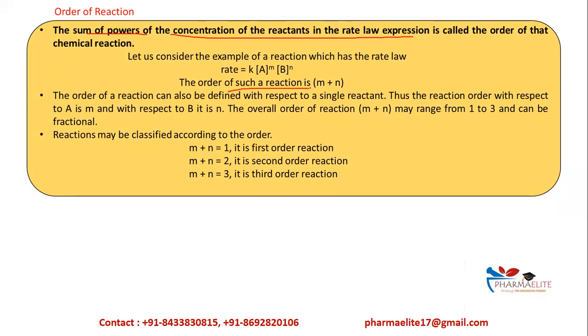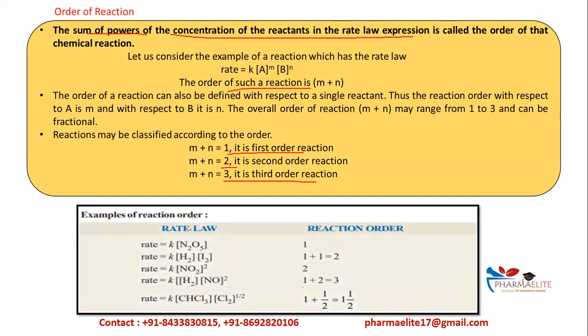And the order of reaction can also be defined with respect to a single reactant. That is, with respect to A, the order is m. With respect to B, it is n. And overall, it is m plus n. And this value, the sum of the powers, that is the order, can range from 1 to 3, or it can also be a fraction. If m plus n gives you value 1, it is a first order reaction. When m plus n gives you value 2, it is a second order reaction. And when it is 3, it is a third order reaction.